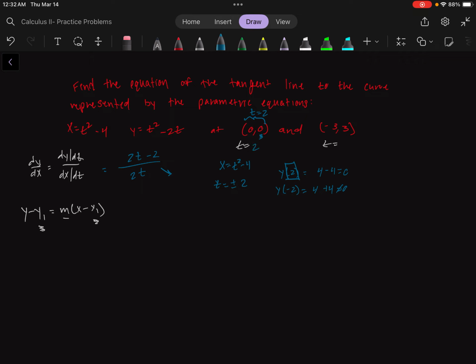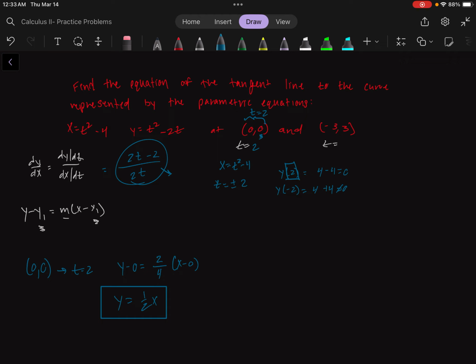So for the ordered pair (0, 0), t equals 2, and we have y minus 0 equals m times... what is m? It's just this equation right here evaluated at t equals 2. We're going to get 4 minus 2 on top and 4 on the bottom. And then we have that x minus 0 as well. So the equation is y equals 1/2 x. This is the equation of the tangent line to the curve represented by the parametric functions.